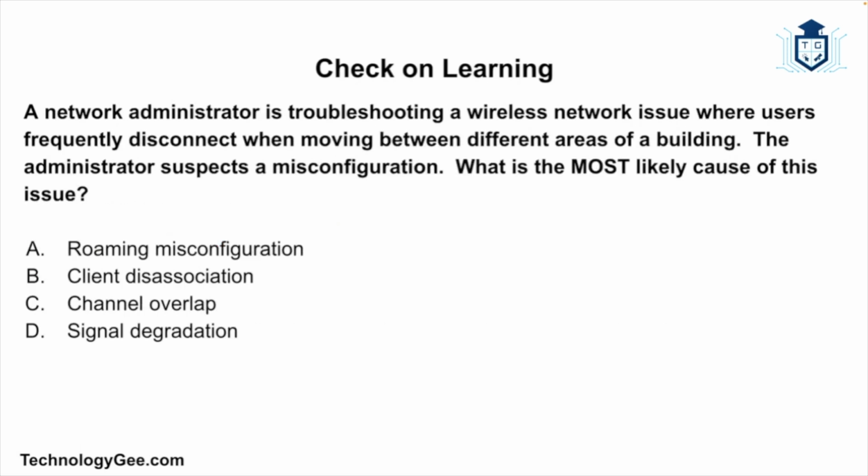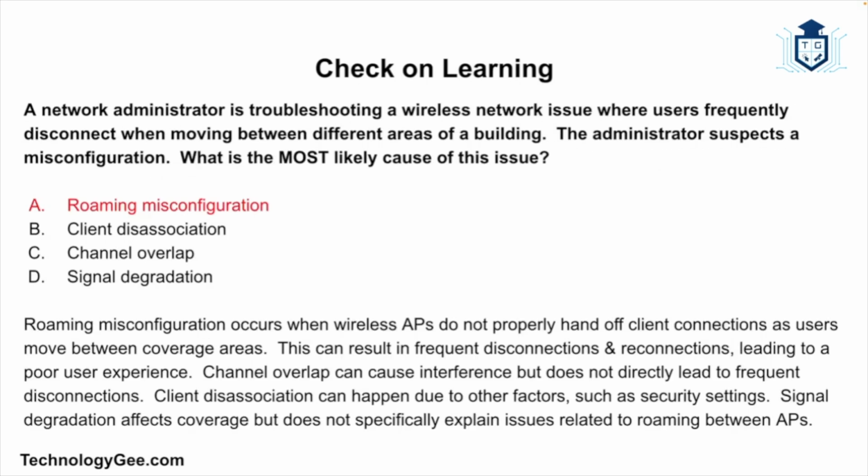And our final question: a network admin is troubleshooting a wireless network issue where users frequently disconnect when moving between different areas of a building. The admin suspects a misconfiguration. What is the most likely cause of this issue? Is it roaming misconfiguration, client disassociation, channel overlap, or signal degradation? And the correct answer is roaming misconfiguration.